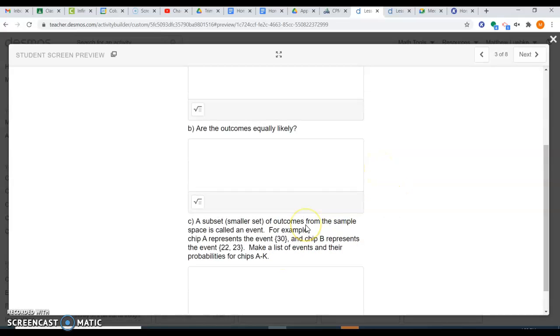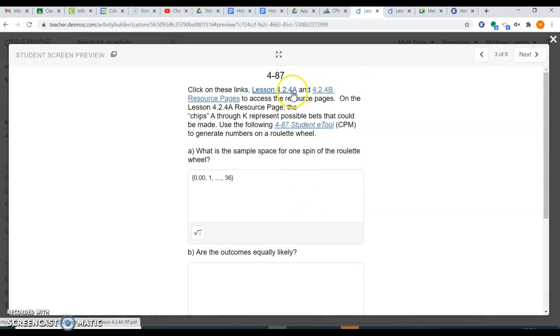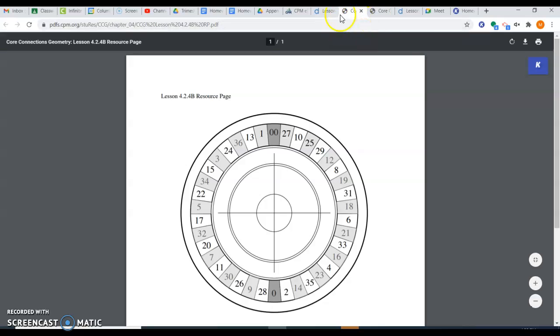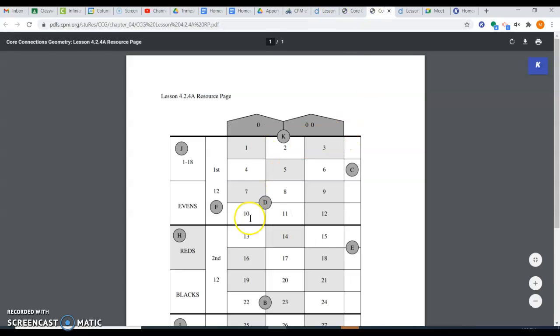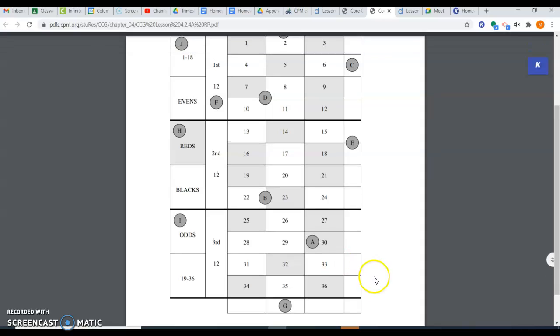They give you one, they say A represents 30, and what I recommend doing is keeping these resource pages open in your tabs the entire time. So they're saying A is the subset, if I can find A. A is a subset of 30 because that's the only number it represents. B is the subset of 22 and 23 because it represents both of those numbers.